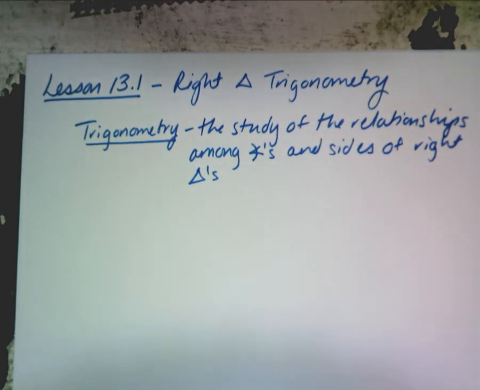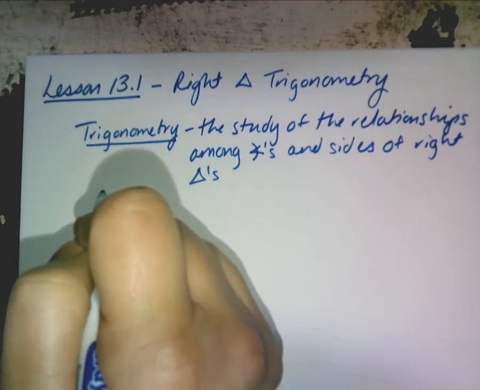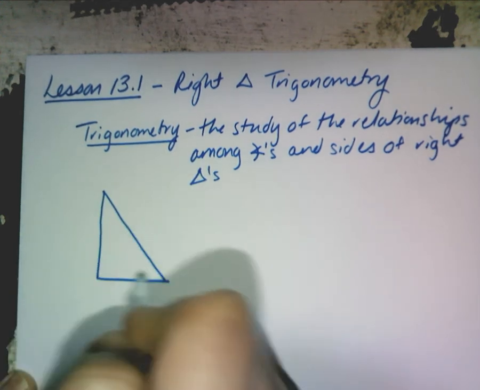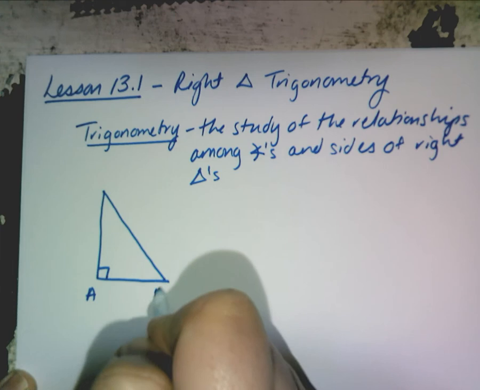So with trig, you're only going to deal with right triangles. We are going to deal with any triangle when we do what's called law of sines and cosines. But everything we're doing in trig is all related to a right triangle. So again, just to go over this idea of a right triangle, here's right triangle ABC.